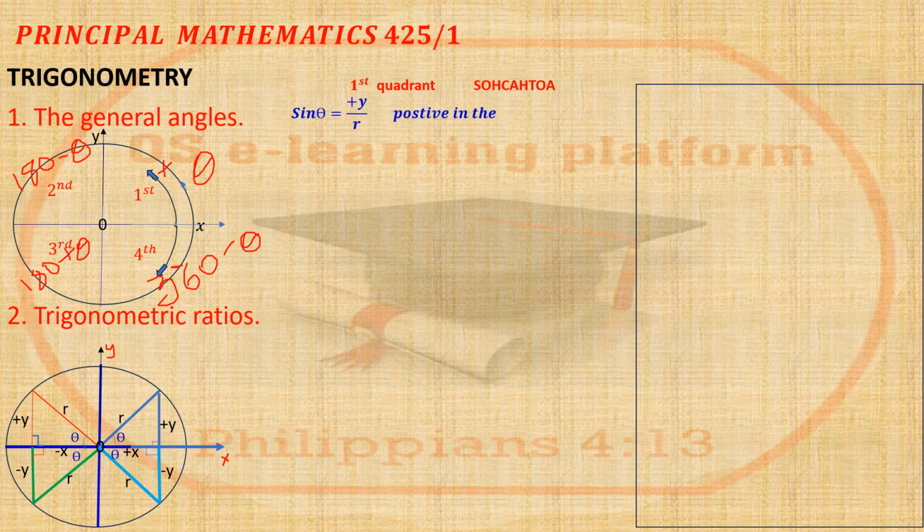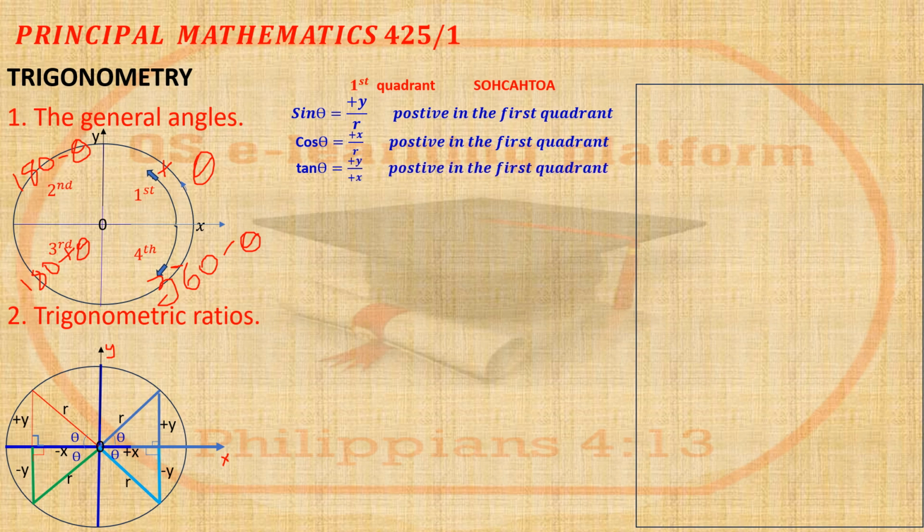Sine of theta, of course, the opposite is positive y, radius is the hypotenuse, and I'm getting a positive. So sine is positive in the first quadrant. Cos of theta, I'm still using adjacent over hypotenuse, and that is a positive x over r. So cos is positive in the first quadrant. Tan of theta, I'm using positive y over positive x, and everything's a positive. Meaning sine, cos, and tan of this angle is positive in the first quadrant.